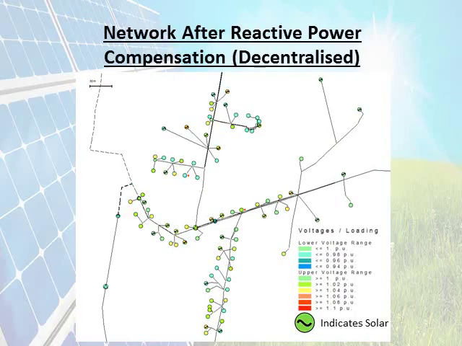This is the network after the decentralized control was applied. As you can see, there are no longer any orange nodes indicating voltages above 1.06 per unit. For the decentralized control, the voltage at each inverter's point of connection was applied to the droop characteristic. From the droop characteristic, each inverter was assigned a new operating power factor.